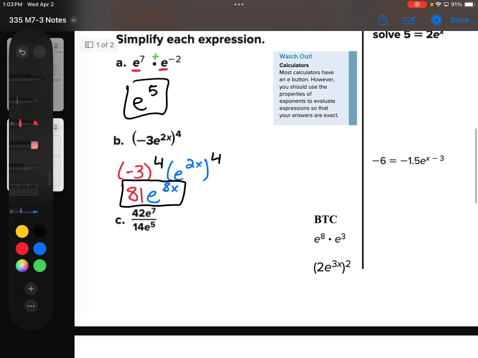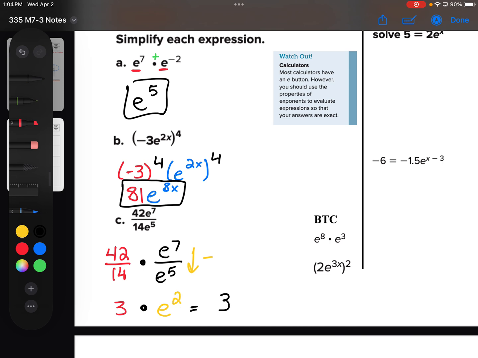Okay? So the next one here, we are going to figure this out. So we're going to split up the problem. So here is 42 over 14, and then I'm going to put my e's in a separate piece over here. So we can go ahead and simplify. 42 divided by 14 is 3. And then e to the 7th divided by e to the 5th. Well, if you multiply exponents, you add them. So when you divide, you're going to subtract them, top to bottom. 7 minus 5 is going to get you e to the power of 2. So your final answer here, 3e to the power of 2.